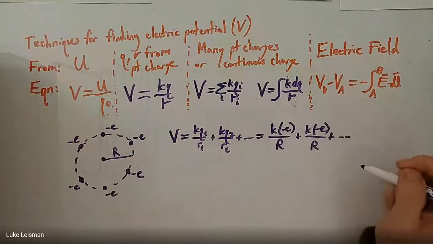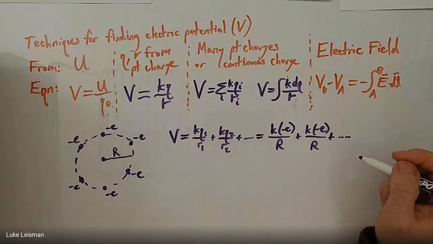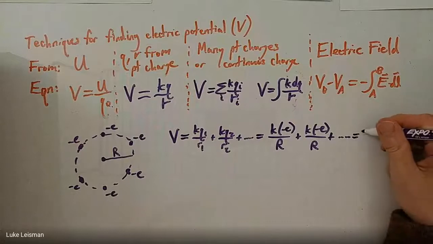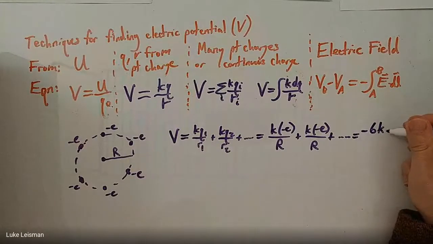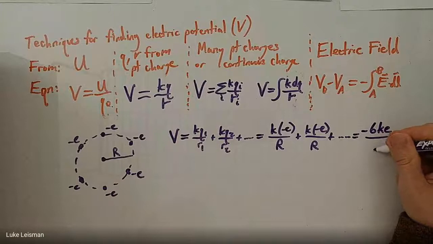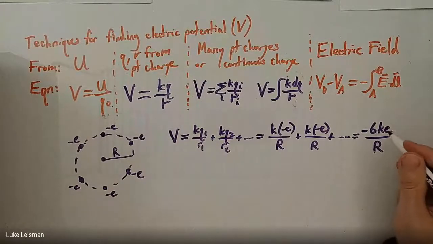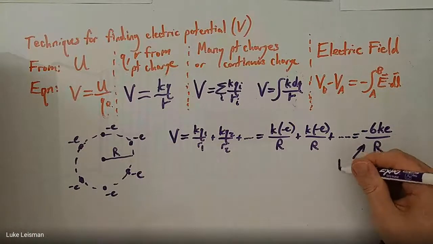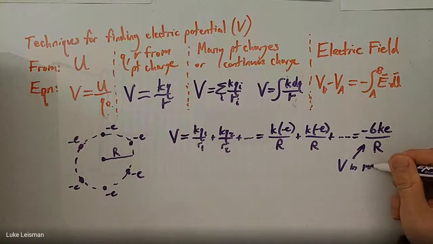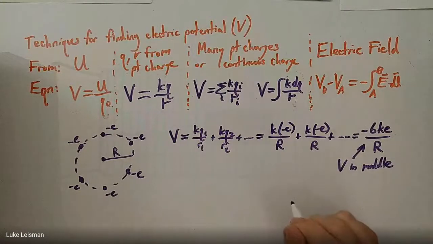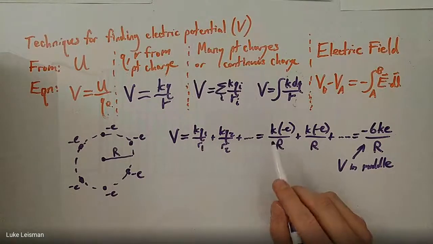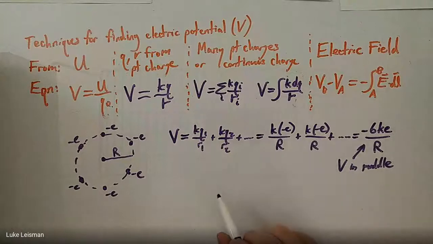And so if I do that for 6 of them and add them all together, the answer is just going to be minus 6 times k e over R. This would be the potential right in the middle. So this is V in the middle. Great, that's calculating potential. It's super straightforward. It's not a vector, it's just a scalar, so you can just add things all up.